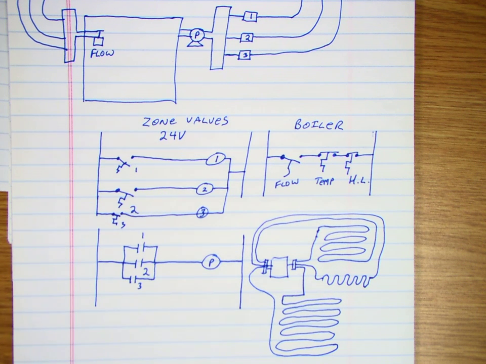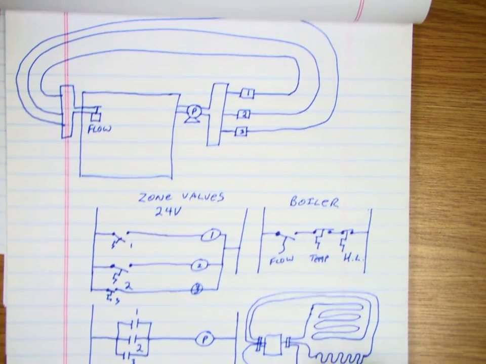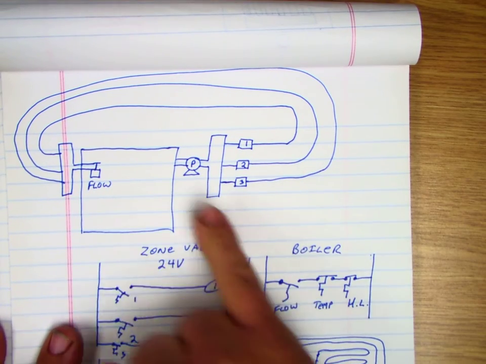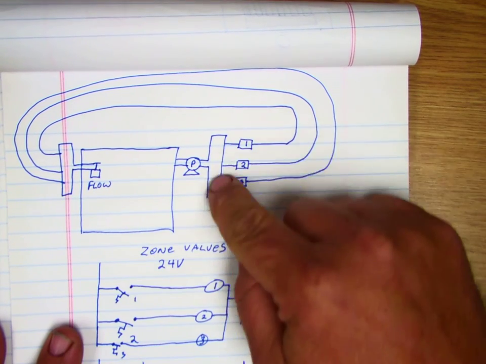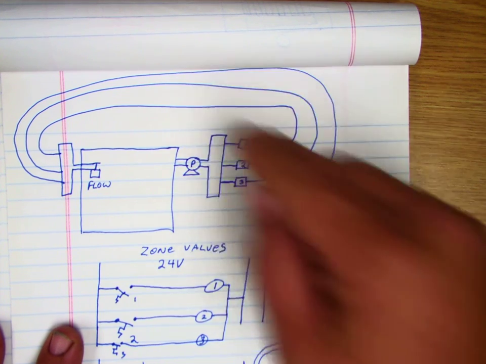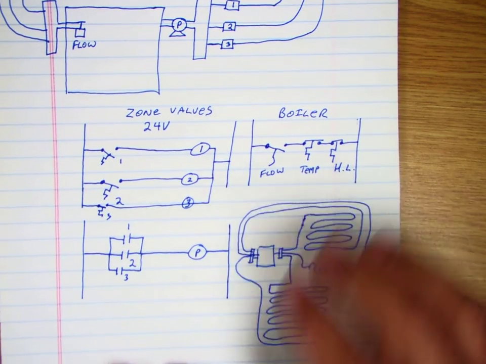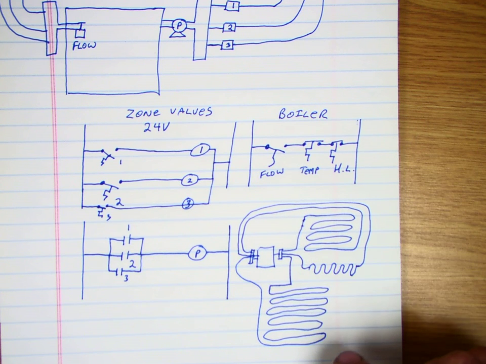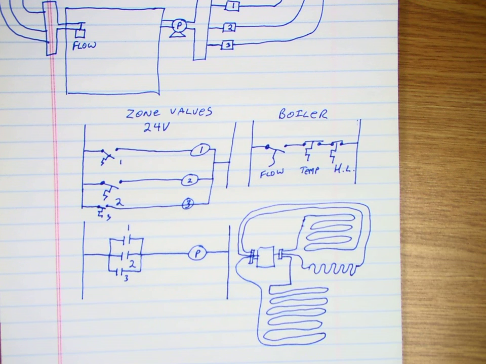All right, so I've got a couple sketches here of a basic hot water heating system. Physically, we got our boiler, a pump, a manifold, and three zone valves to control three different zones. Maybe this is in a house and you've got a zone for one bedroom and a zone for another bedroom and then a zone in the middle for the bathroom.